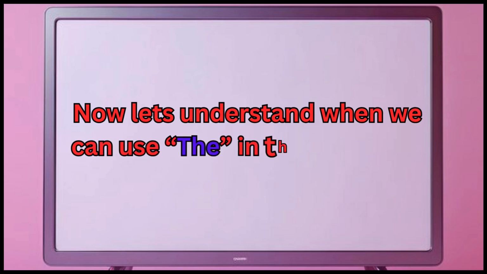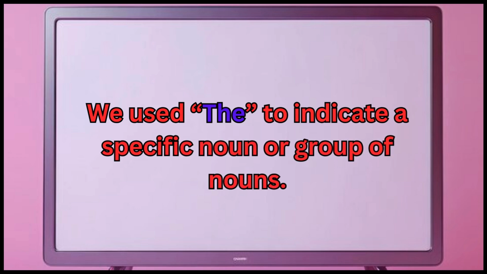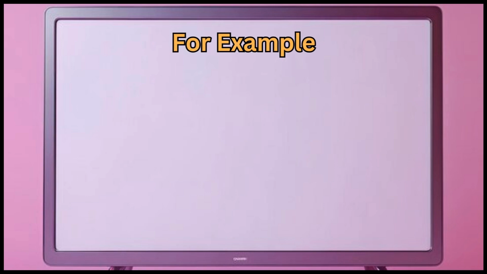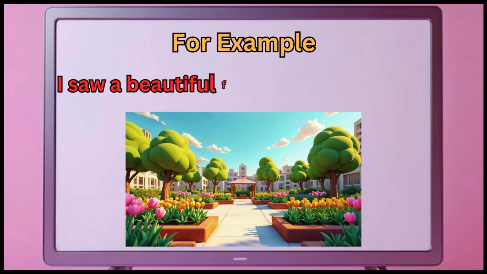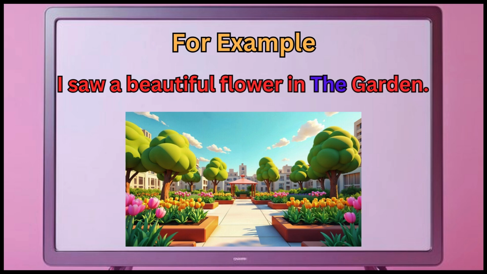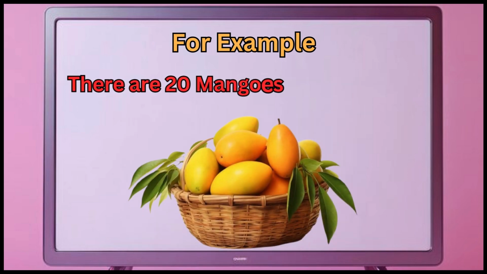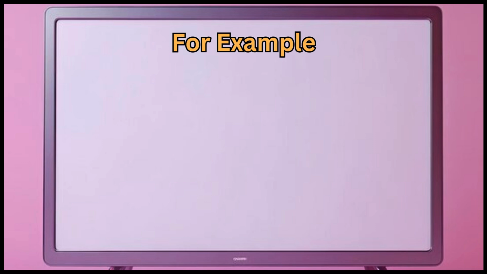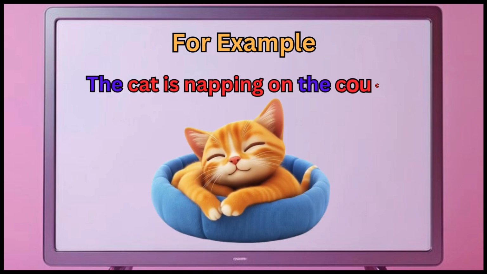Now let's understand when we can use the in the sentence. We use the to indicate a specific noun or group of nouns. For example, when someone says, I saw a beautiful flower in the garden. Here, garden is a specific noun for which we are using the as an article. There are 20 mangoes in the basket. Here, basket is a specific noun for which we are using the as an article. The cat is napping on the couch. Here, cat and couch are specific nouns for which we are using the as an article.